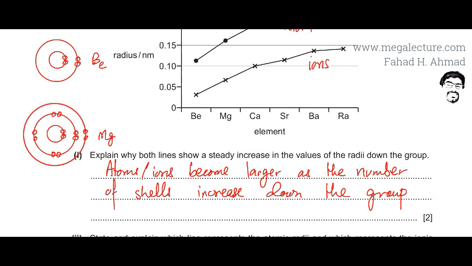So I've drawn the diagram of the electronic structures of the first 2 elements. This is beryllium with 4 electrons. So it's 2 in the first shell, 2 in the second shell. This is Mg with 12 electrons. That's going to be 2 and 8 in the second shell, and they're going to have 2 in the next shell. So as you go down the group, the number of shells keep on increasing, so the size of the atom becomes bigger, and the size of the ion is also going to become bigger. It's going to have more shells as well.